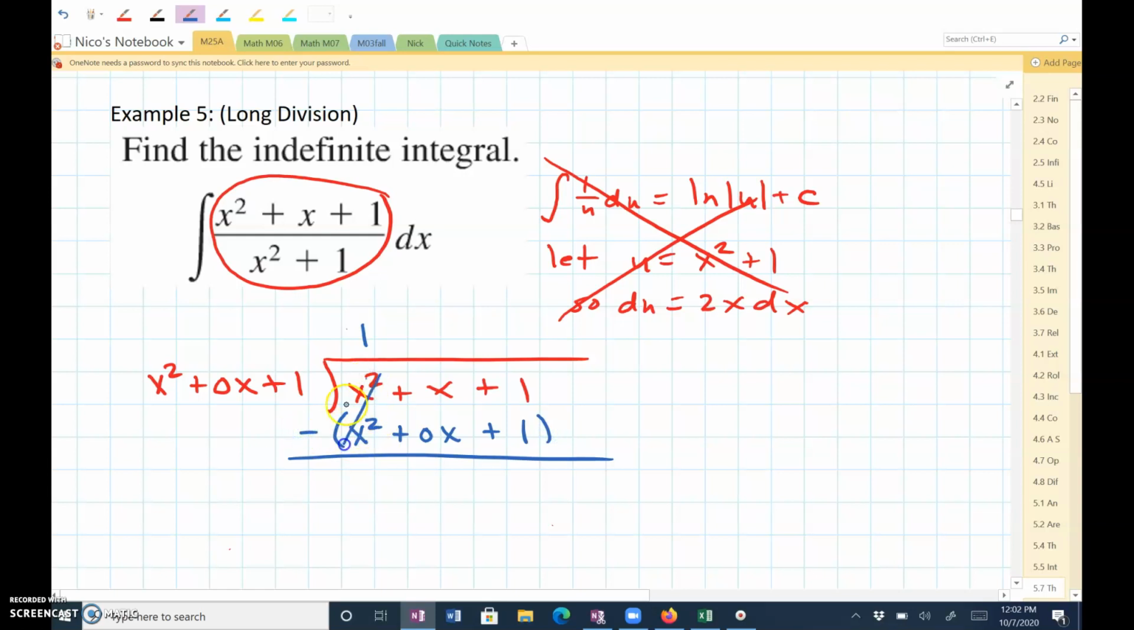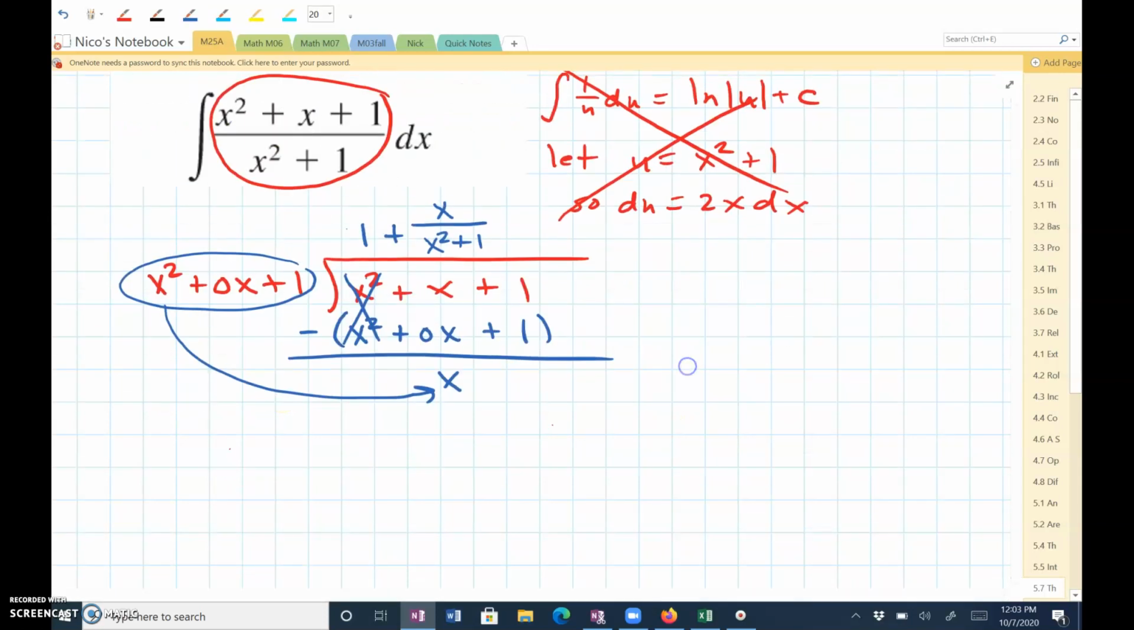So this will cancel out. This would be x. That would be 0. So we don't need to write that. So now we just have x. Then we start over again. Does this x squared, it can't go into x, so this would be our remainder. So then I'm going to have 1 plus x all over the divisor, which was x squared plus 1.